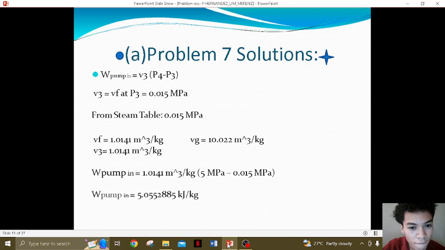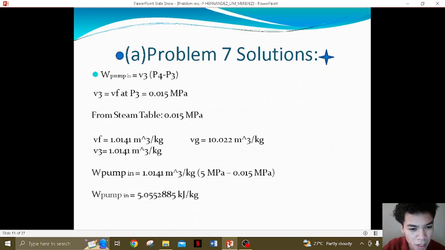From the steam table, at 0.015 megapascal, you have your Vf equal to 1.0141 m cube over kilogram, and your Vg there of 10.022 m cube over kilogram. Then your V3 is equal to 1.0141 m cube over kilogram.